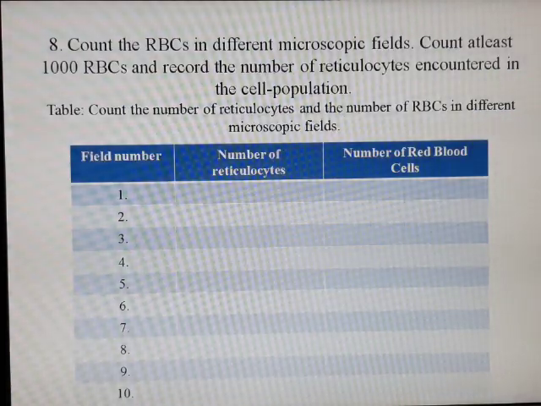Now we will count the RBCs in different microscopic fields. We will count at least 1000 RBCs, not less than 1000, but we can go more than 1000. We record the number of reticulocytes encountered in the cell population. We will make a table like this.